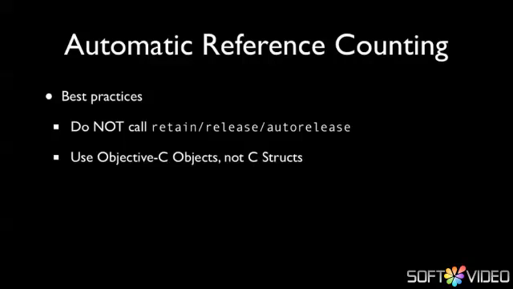Another reason why we don't want to use C structs now that we're using ARC is because C structs may contain code which uses malloc or releases, and there's no way that ARC can know about this. We're undoing all the goodness of using ARC if we use C structs. Stick to using Objective-C objects.